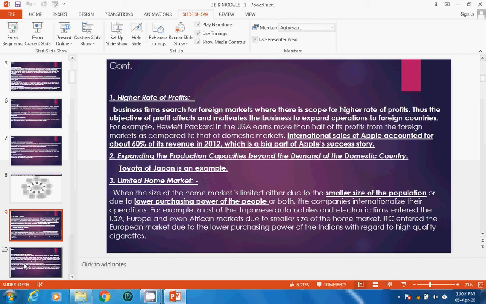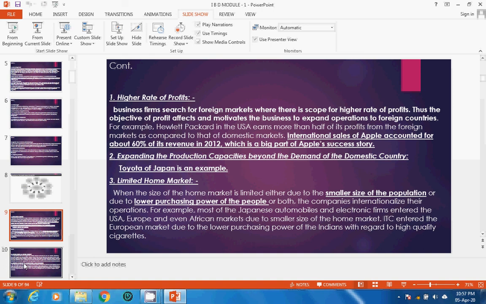Higher rate of profits. International business firms search for the foreign markets where there is a scope for higher rate of profit. Thus, the objective of the international firm, like profit, affects and motivates the business houses to expand their operations to many foreign economies.